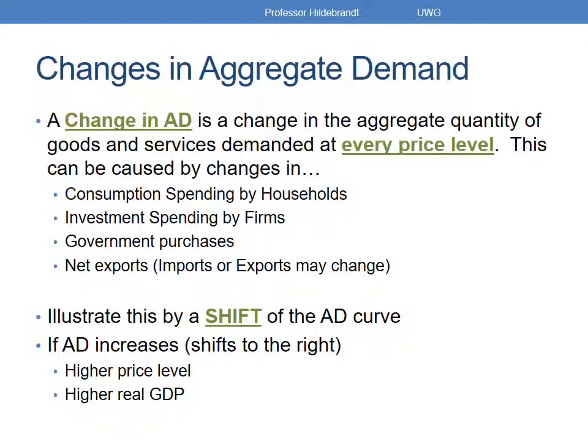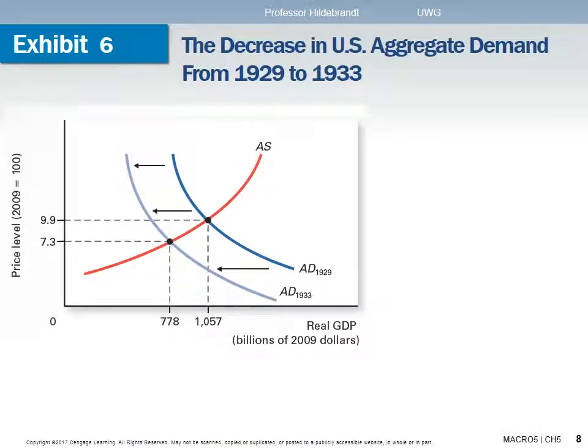So if aggregate demand increases, it shifts to the right. This would result in a higher price level and higher output. If aggregate demand decreases, it would shift to the left, and that would result in a lower price level and lower output. And so here's an example.